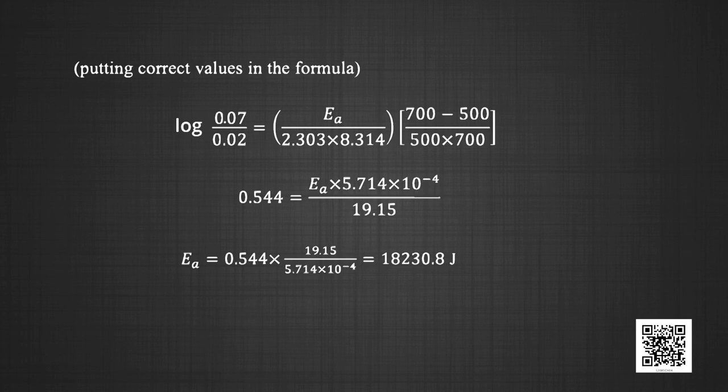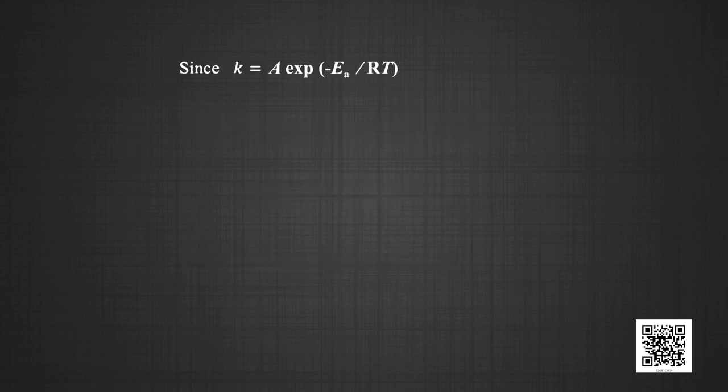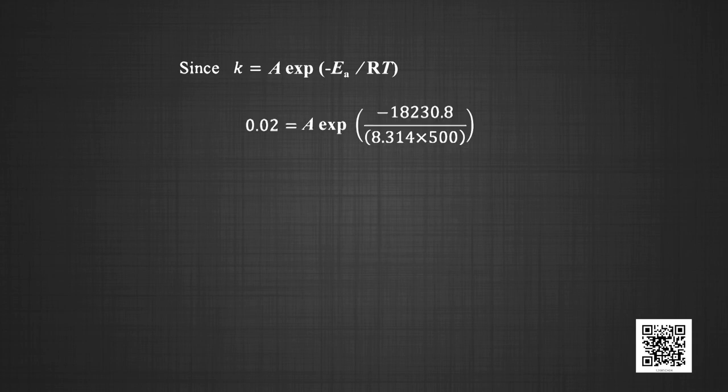Activation energy Ea is equal to 0.544 into 19.15 divided by 5.714 into 10 raised to power minus 4. Calculating it, it comes out to be 18230.8 joules. Since K is equal to A exponential minus Ea by RT, putting the values, 0.02 equals A exponential minus 18230.8 divided by 8.314 into 500. A is equal to 0.02 divided by 0.012. It comes out to be 1.61.